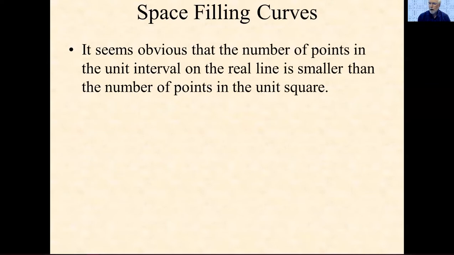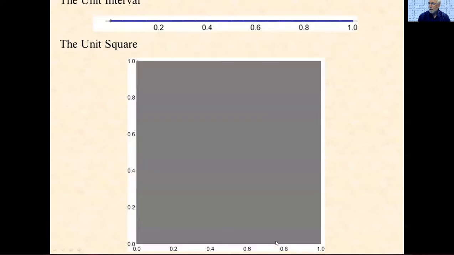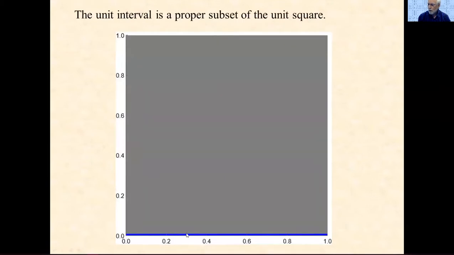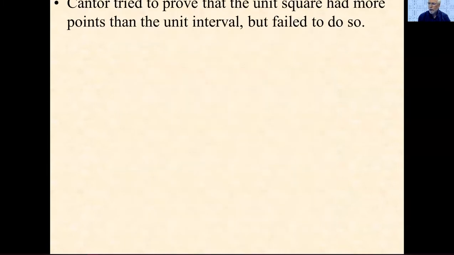Now that setting is where the notion of space-filling curves comes from. Cantor went on to say it seems to be obvious that the number of points in the unit interval on the real line, the numbers between 0 and 1, and the points in the unit square ought to be different. Why? Because the unit line is sitting down here as a very minor part of the unit square. These are the points where the second coordinate is 0. So the unit interval is a proper subset. It ought to be much, much smaller. Cantor tried to prove that, and he failed to do so.